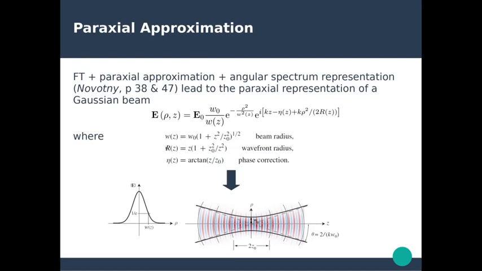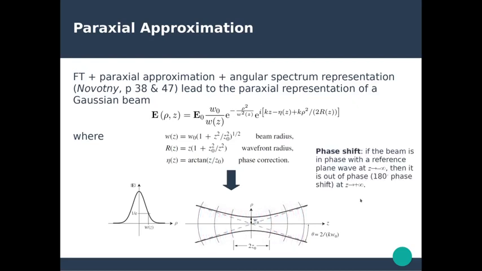Then you also have the radius of the wavefront. You have this function eta, which is just a phase correction that describes how the phase of the beam will change as it propagates along the optical axis. If you take a cross section of this beam in a transverse direction at any given position, you have this Gaussian profile for the electric field. So this is the paraxial Gaussian beam, which is valid only for weakly focused beams, because we are in the paraxial approximation with only small angles.